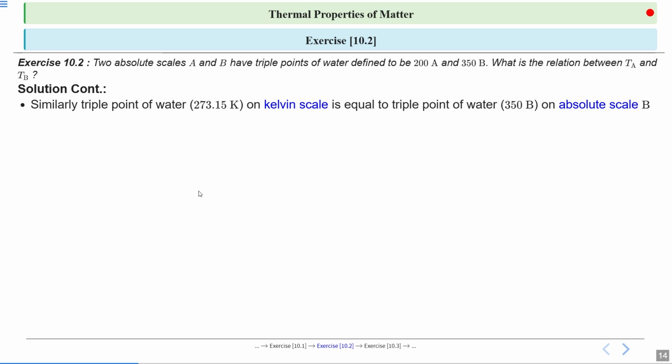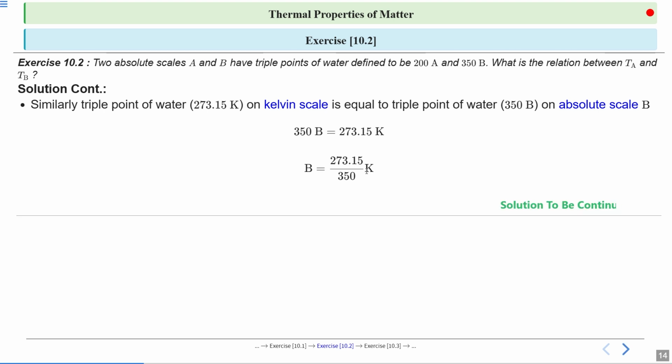Now, similarly, the triple point of water, that is 273.15 Kelvin on the Kelvin scale, is equal to the triple point of water, that is 350 B on absolute scale B. So when we equate this, we get 350 B is equal to 273.15 Kelvin. It means B equals 273.15 divided by 350 Kelvin.